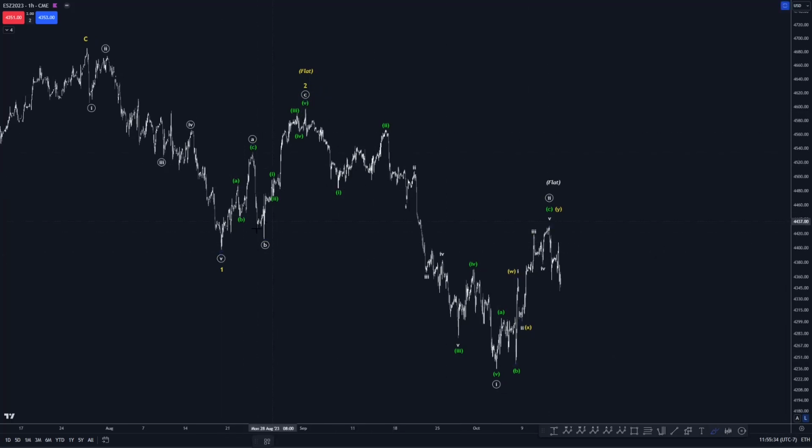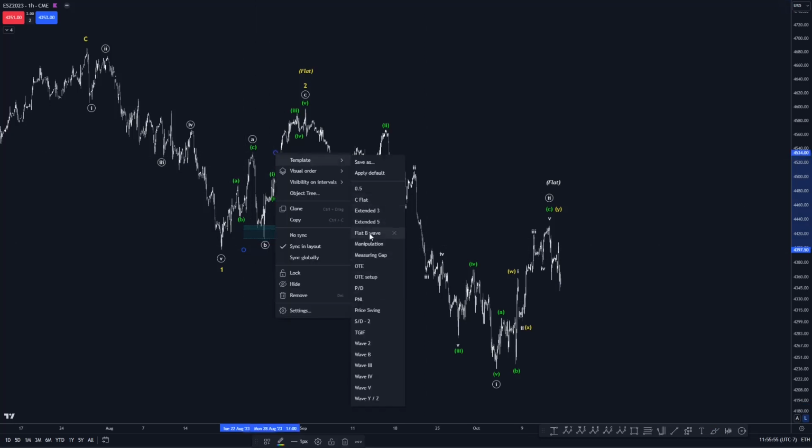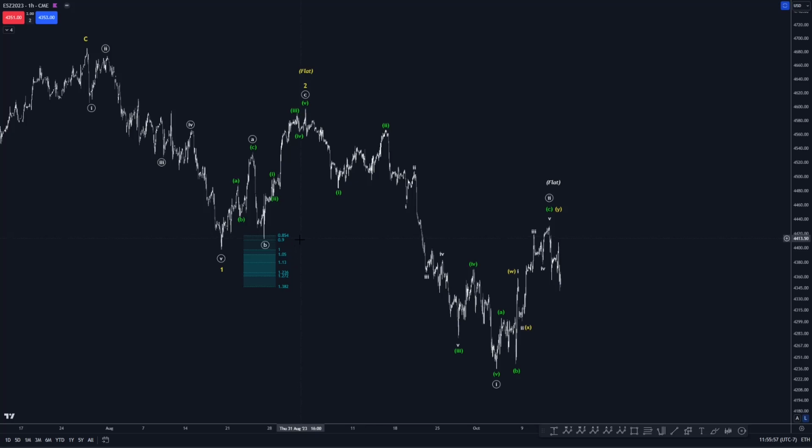And also when you look at the wave 2 corrections, these are flat corrections right here too. We have a B, C for an A wave, an A, B, C for a B wave, a B wave that retraced to the regular flat targets, which we can pull up right here. Right there to the 0.854 to the 0.9. And then we had a nice strong impulse up, 3, 3, 5.